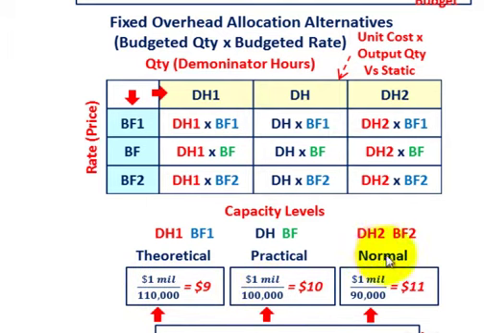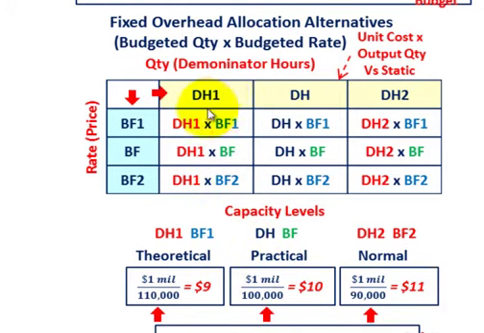Now, if we look at our normal, our average output level, again we have the same fixed overhead of $1 million, but now in a normal situation we can only produce 90,000 direct labor hours to allocate that overhead. So that's going to give us $11 per hour for our fixed overhead rate. So you can see we've got three different capacity levels for allocating that overhead. Theoretically we can base our operation on 110,000 direct labor hours; practical, only 100,000; and normally 90,000. The total amount of overhead is the same between them, but we came up with different overhead rates per direct labor hour, which would be used to allocate our overhead.